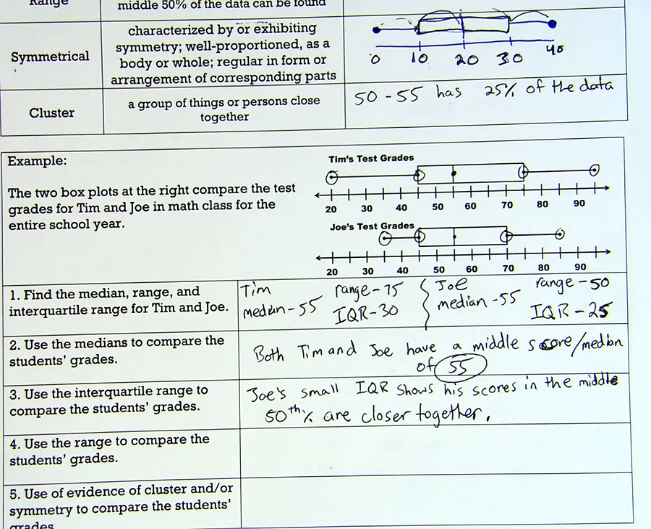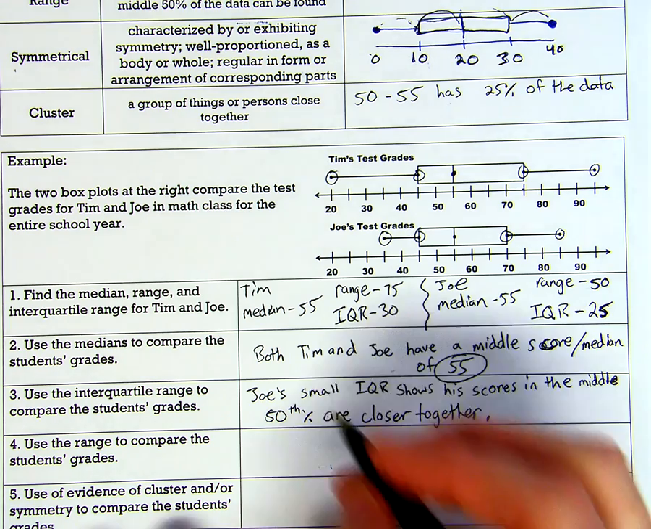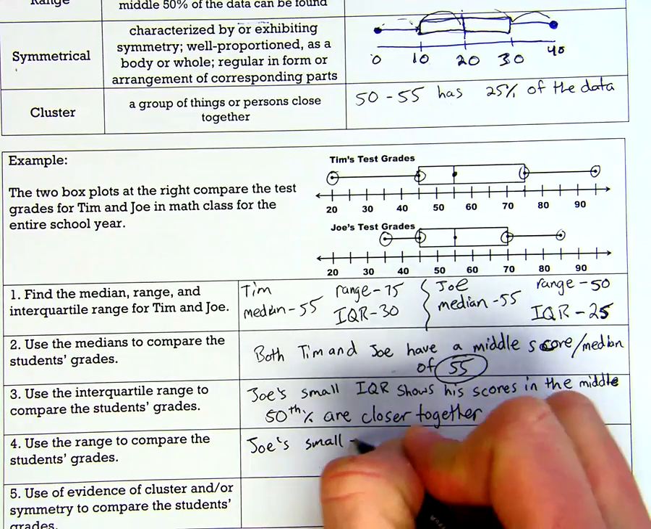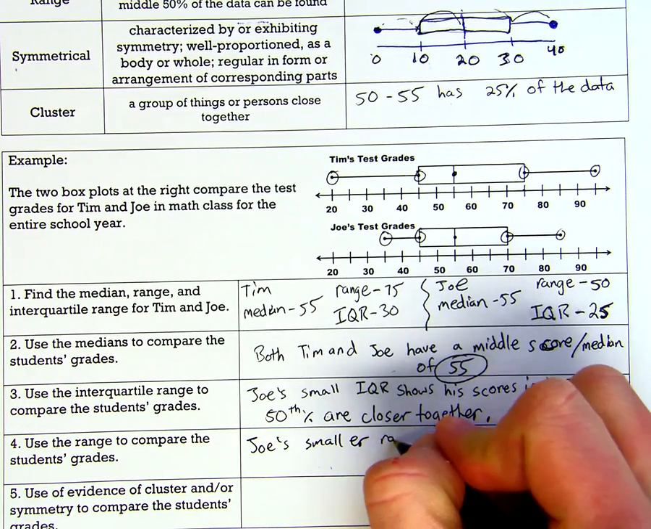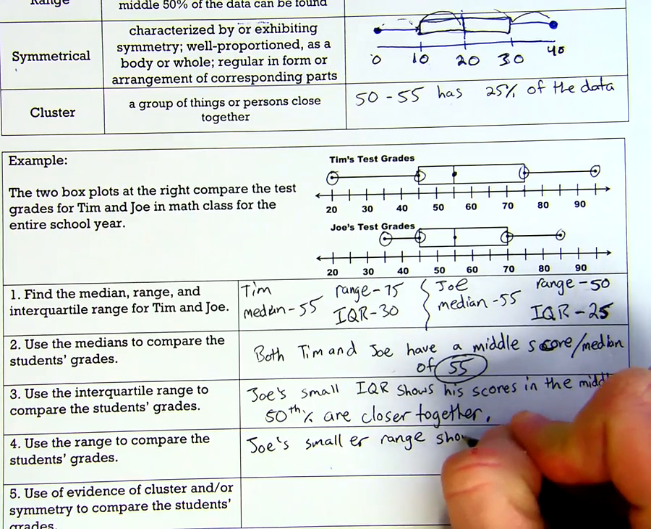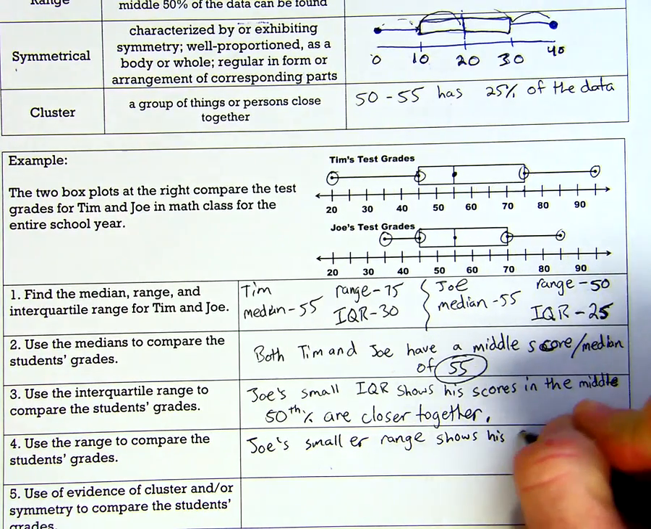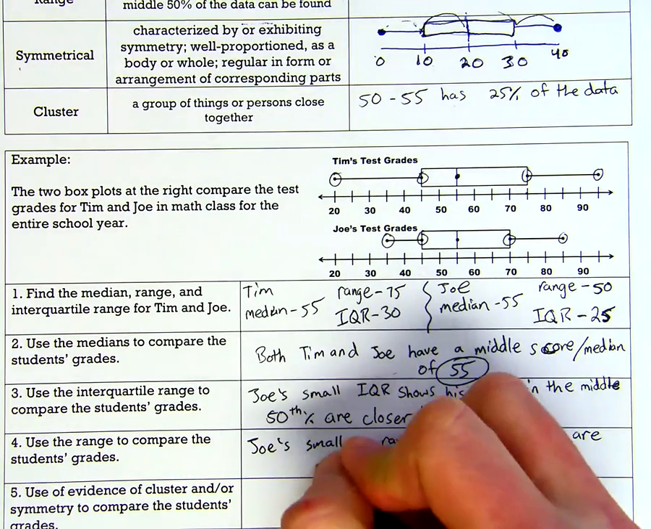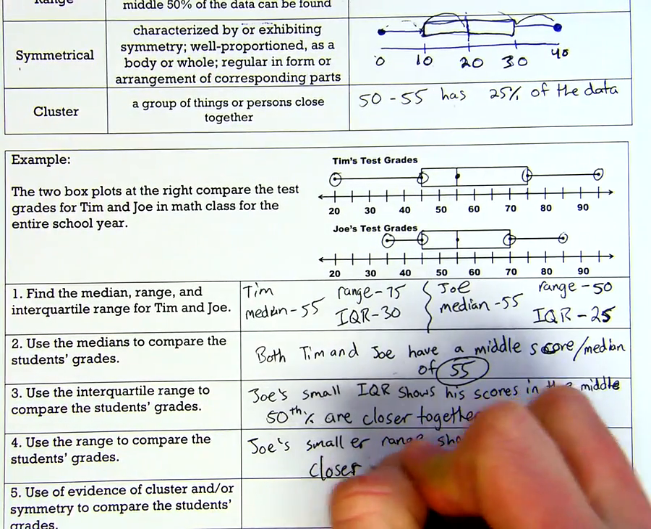Alright, then if we look at their ranges, we're going to use the range to compare the students' grades. Again, same thing, we find that Joe's range is 50 and that Tim's range is 75. So Joe's smaller range shows his scores, again, are closer together.